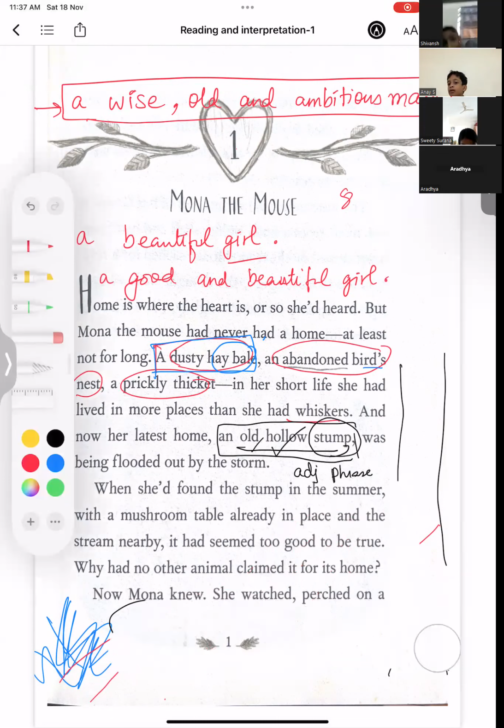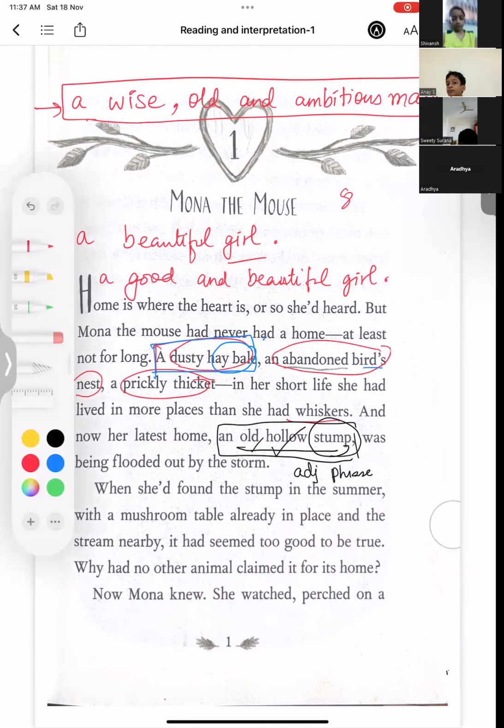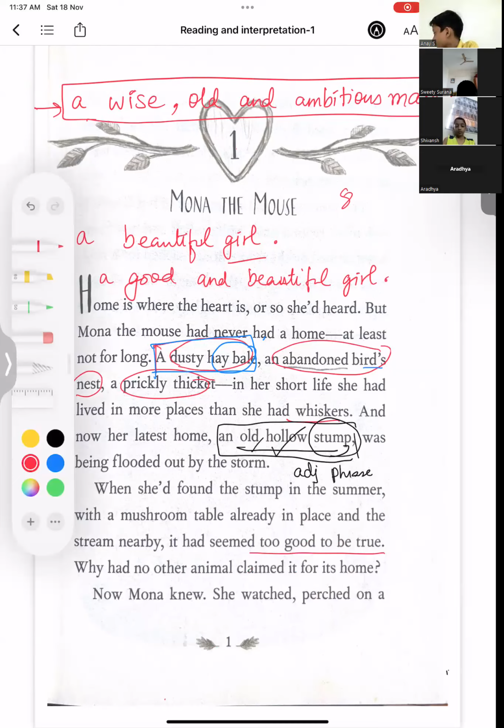Children, what does it mean, too good to be true? It is too nice to be real. Yes, it's so good that it cannot be real.